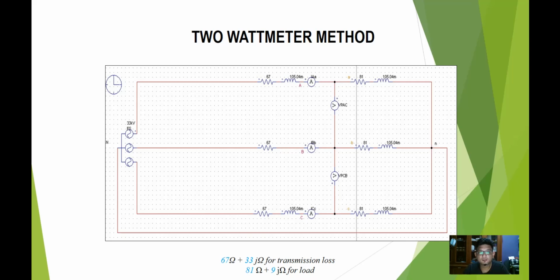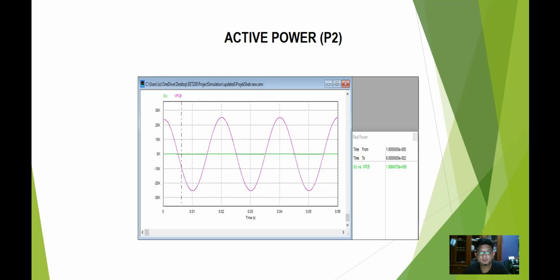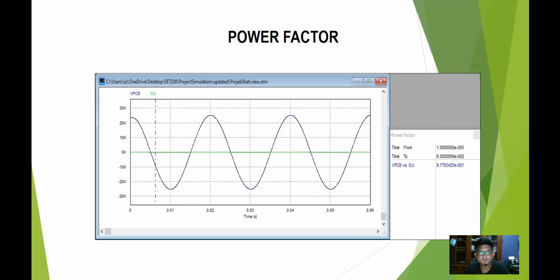For this slide, I show the 2-watt meter method, and this one is the result for active power 1, and then this slide is for active power 2. This one is for the conventional method, and this is the result for the conventional method. This one is the power factor using the PSIM software.